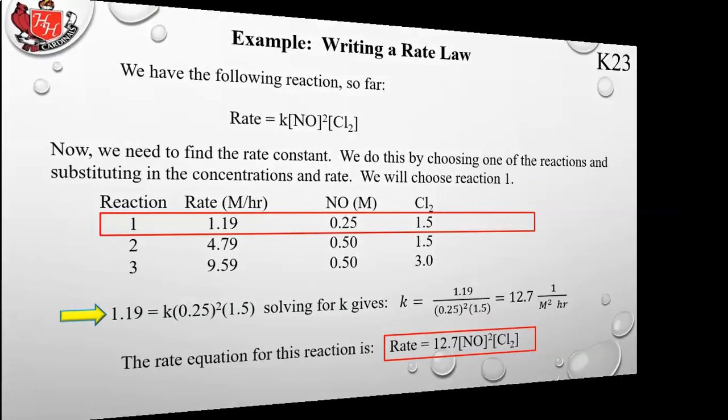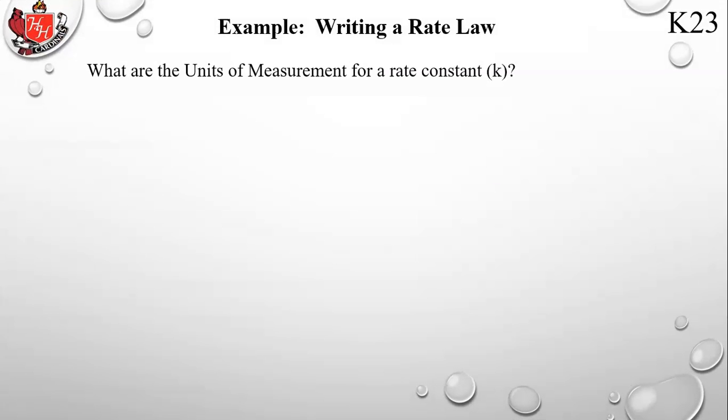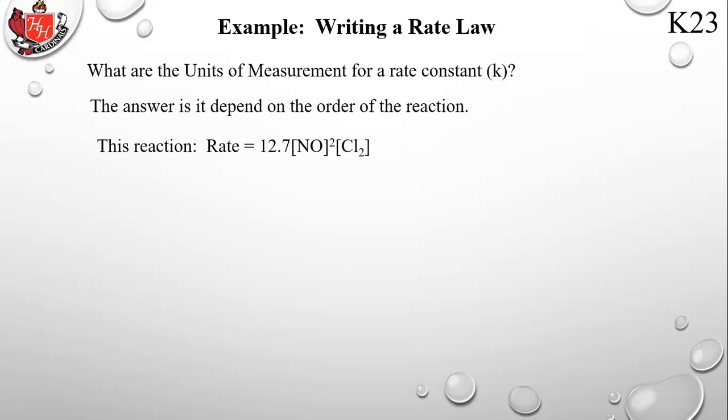So there's your final answer. Okay, so what are the units of measure? We actually saw them back there on the previous slide, but how do you figure them out? Because they're not the same. It depends what the order of the reaction is to determine what the units of measure are for K. So the answer will depend on the order of the reaction.